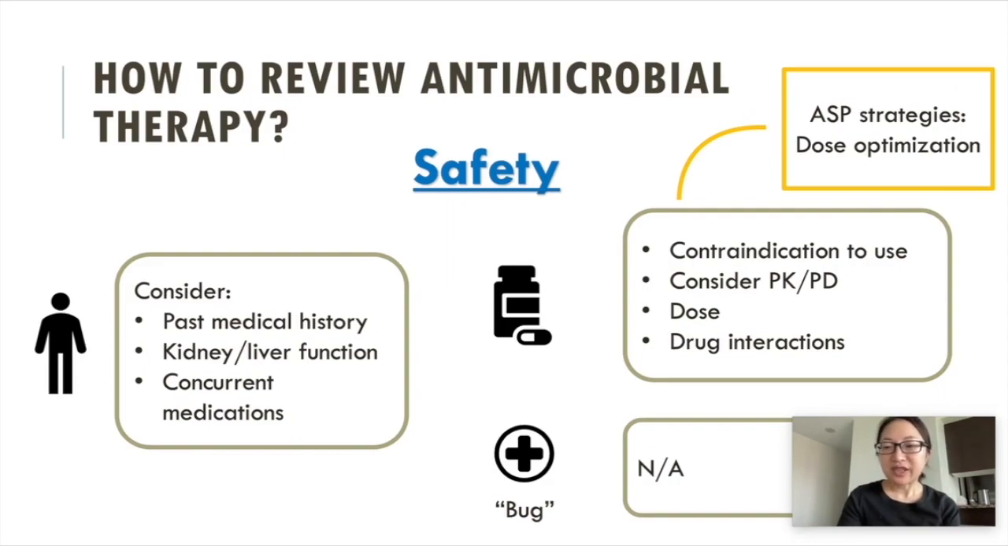Next, we consider safety. Looking again at the patient-specific factors, we want to consider their past medical history to determine if they have any kidney or liver impairment or any conditions that will make the antimicrobial therapy a contraindication. Are there any drug allergies? And are they on any concurrent medications to determine any safety-related drug interactions? In terms of the drug factors, we can again apply the stewardship principle of dose optimization here. We want to assess if the dose is safe for the patient's kidney and liver function as well as their weight.